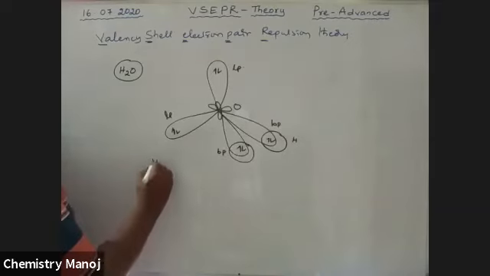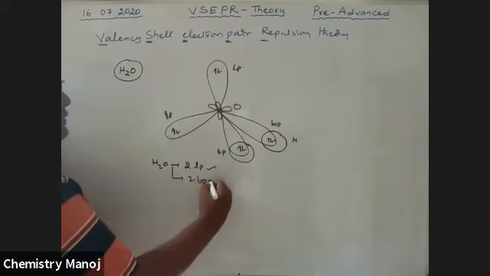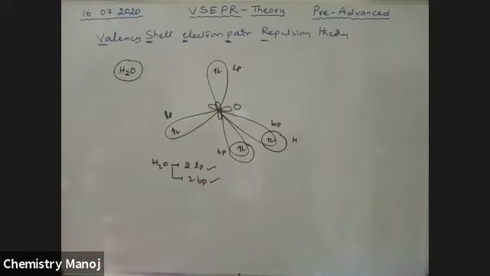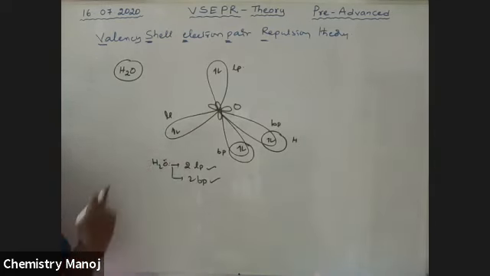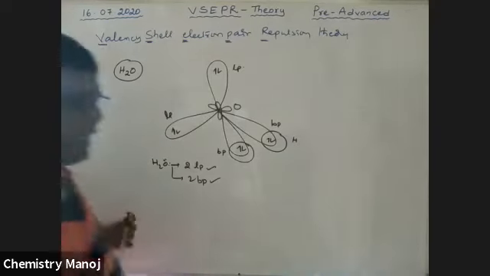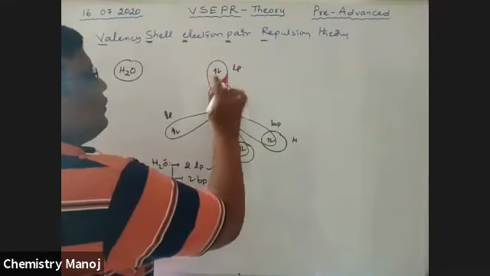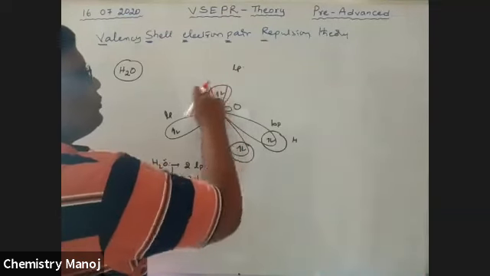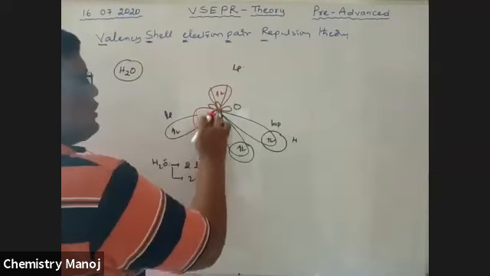Therefore, in H2O, two lone pairs and two bond pairs are present. In the H2O molecule, oxygen has two lone pairs and two bond pairs. These are the lone pairs of electrons. I already told you that lone pairs occupy more space than bond pairs. So this is the new shape of this orbital. Now this is the new shape of this orbital.